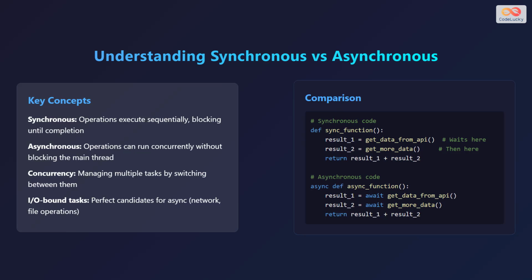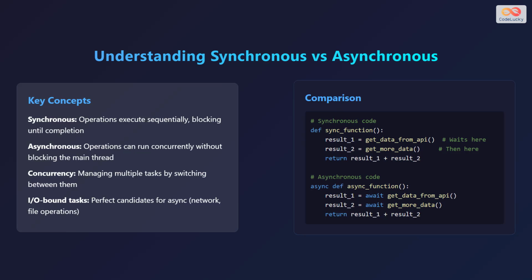Concurrency refers to managing multiple tasks by switching between them. Asynchronous input-output is particularly useful for input-output bound tasks, such as those involving network requests or file operations, where waiting for external resources is common. Let's look at a comparison of the code.